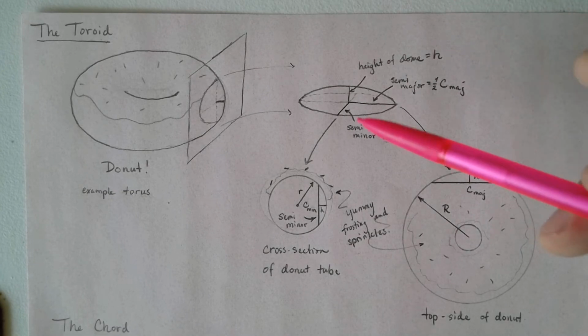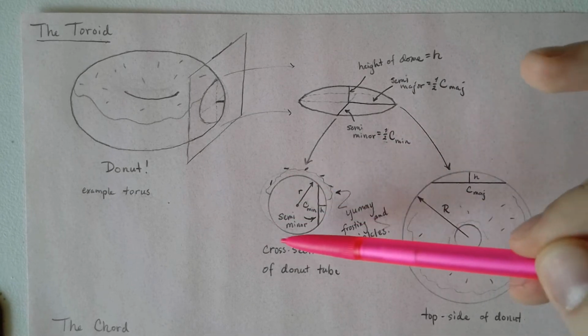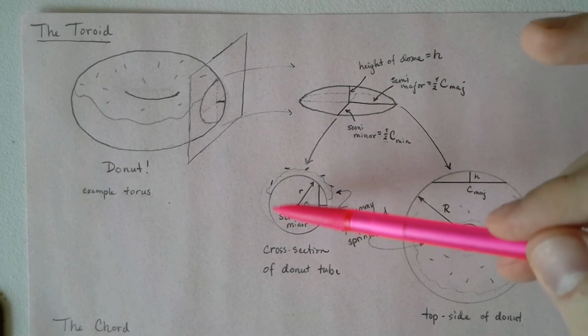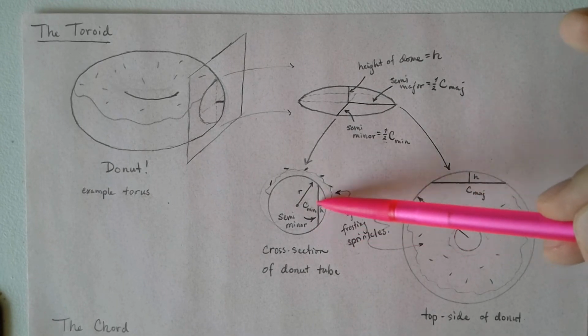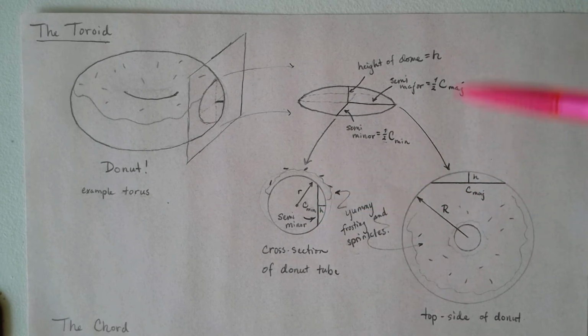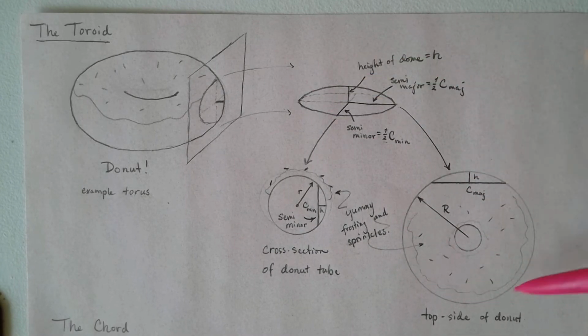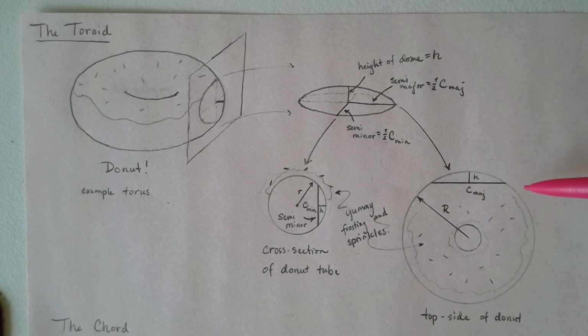Depending on how you're viewing this, if you look at the cross-section of the donut tube itself, you'll find that the semi-minor axis corresponds to that cross-section here. So this chord that is being drawn here with the height h of the dome shows that. The semi-major axis of the ellipse comes from looking down onto the donut shape itself, where we place the plane along that side of the donut itself.